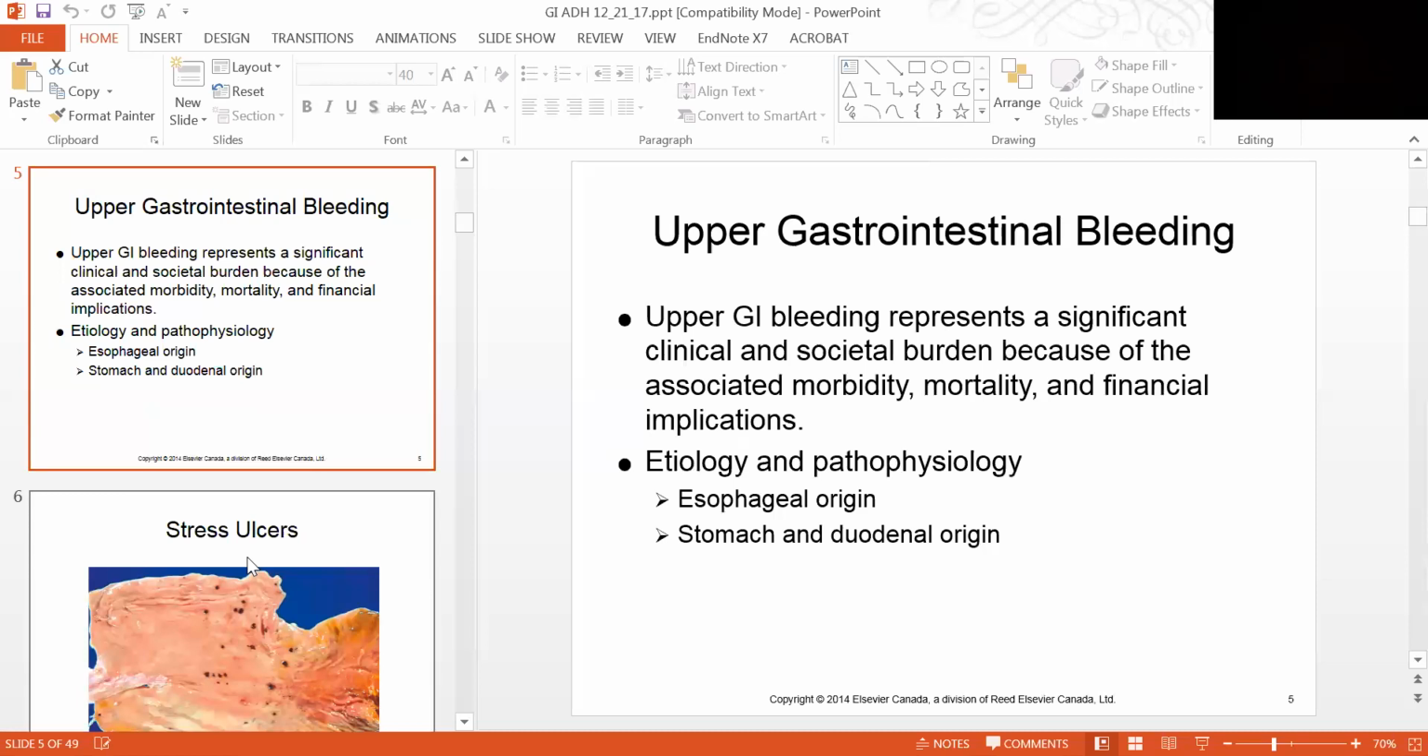An upper GI bleed represents a significant clinical and societal burden because of the associated morbidity, mortality, and financial implications. I just want to remind everyone, I think I shared this with you, that my very first cardiac arrest was actually a GI bleed that went unrecognized. Being a new grad, I certainly was following the lead of my team, and they really missed this GI bleed. So when I went in to do my rounds at 6 o'clock, this patient was quite unconscious because he was hypovolemic from GI loss.